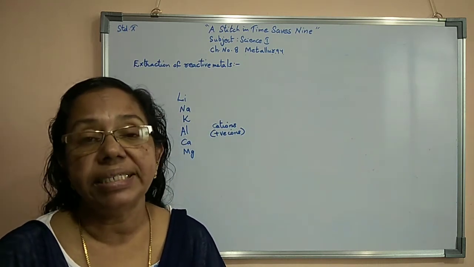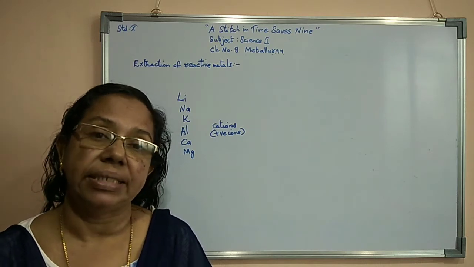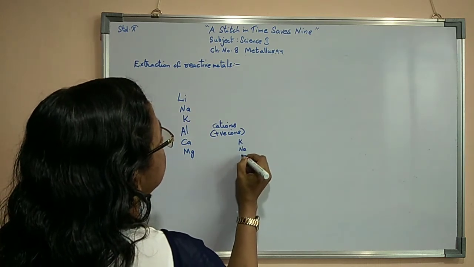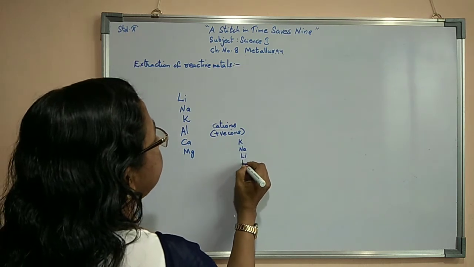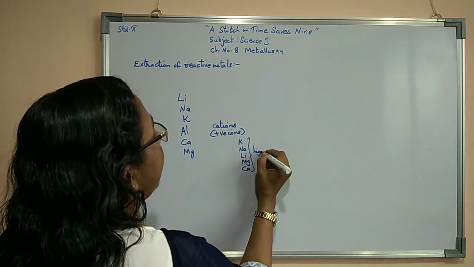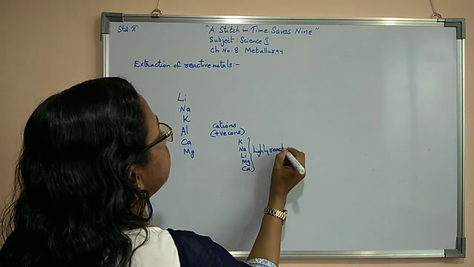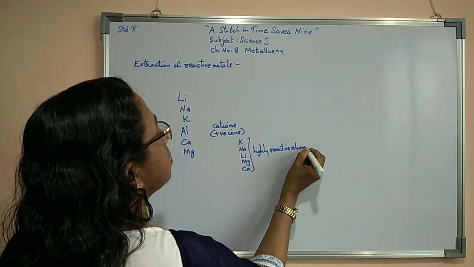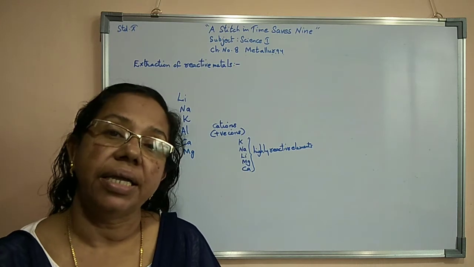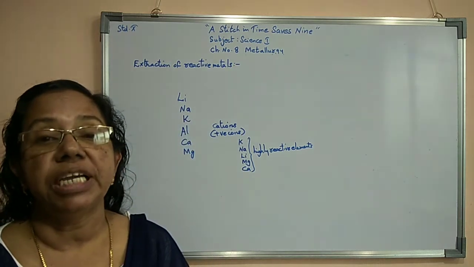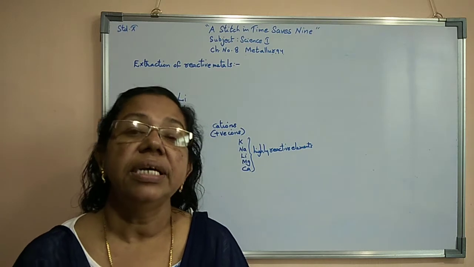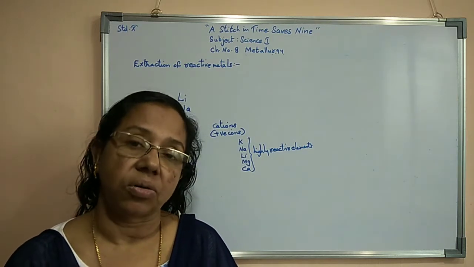Again, we already studied about highly reactive metals. For example, potassium, sodium, lithium, even magnesium and calcium. All these elements are highly reactive elements. So there are reactive elements, and even highly reactive elements. The speciality of highly reactive elements is that even if we keep them in the open at room temperature, they catch fire. That means they react with the oxygen.